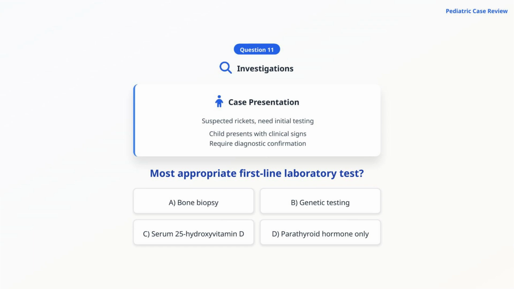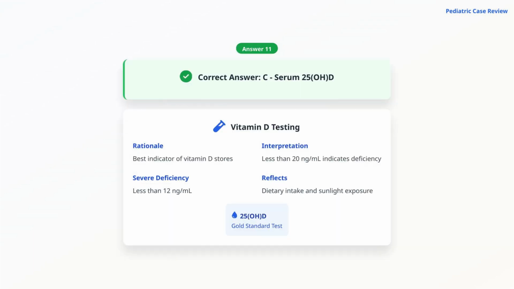Case 11. A child is suspected of having rickets and requires initial laboratory investigation. Question: what is the most appropriate first-line laboratory test to confirm vitamin D deficiency? Option A, bone biopsy. Option B, genetic testing. Option C, serum 25-hydroxyvitamin D. Option D, parathyroid hormone only. The correct answer is C, serum 25-hydroxyvitamin D.